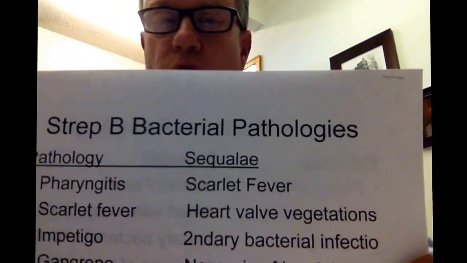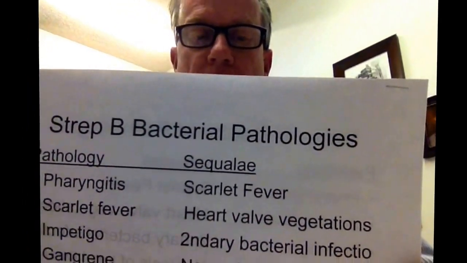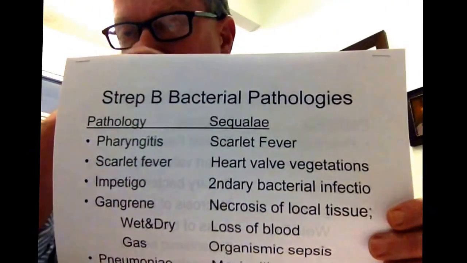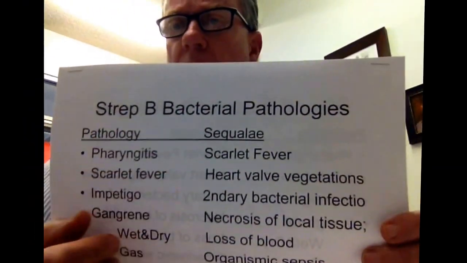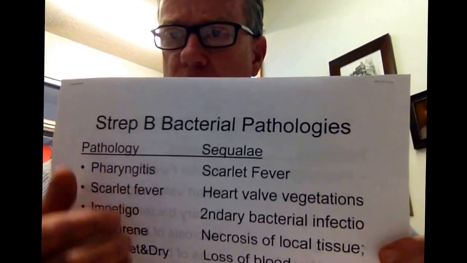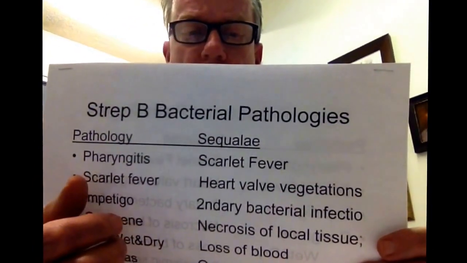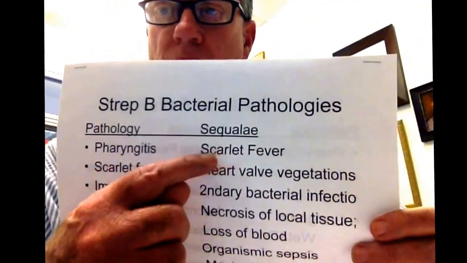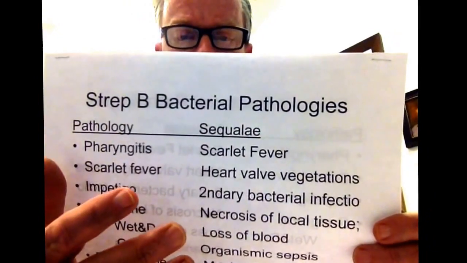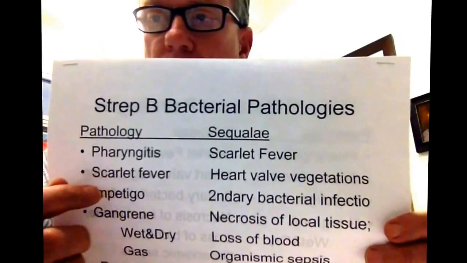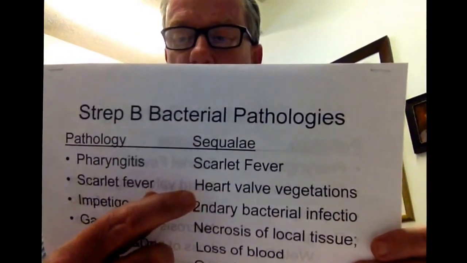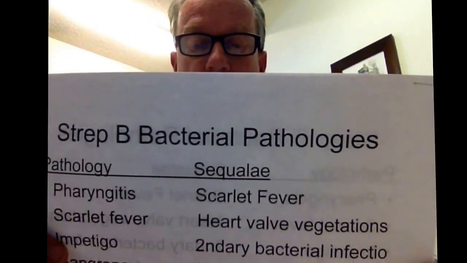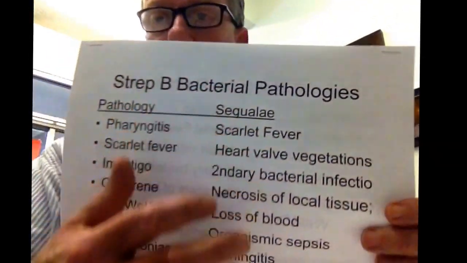We move on to Strep B, and here are pathologies that are mediated by Streptococcus B, and the sequel to this pathology, pharyngitis, is scarlet fever in this particular case, and the sequel to scarlet fever is heart valve vegetations at the mitral valve. Talk to you a little bit more about that coming up.